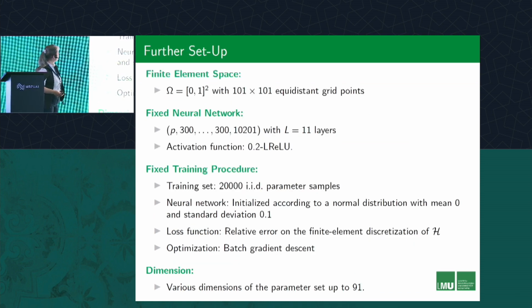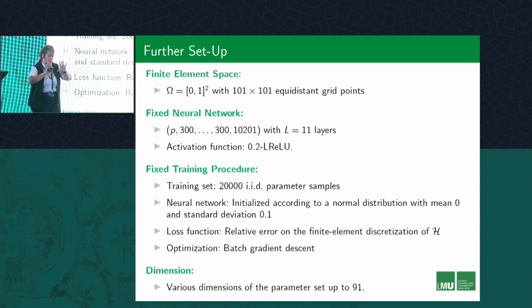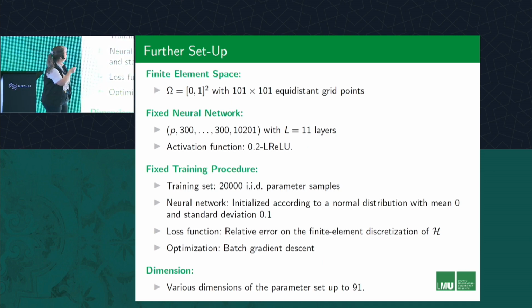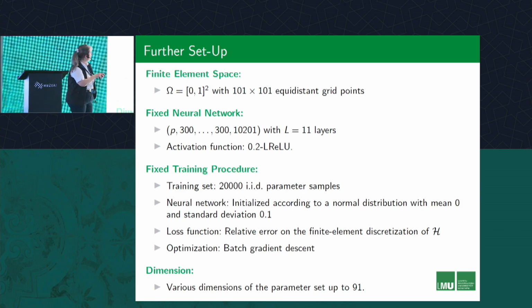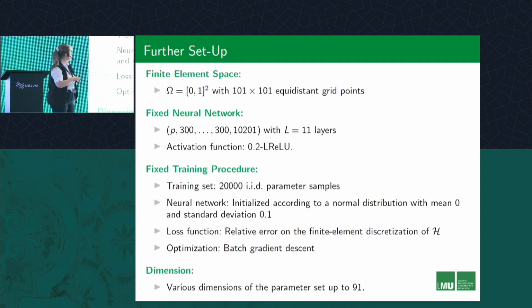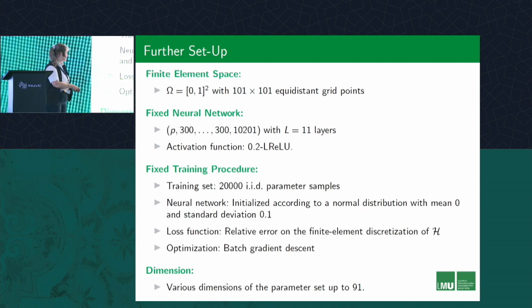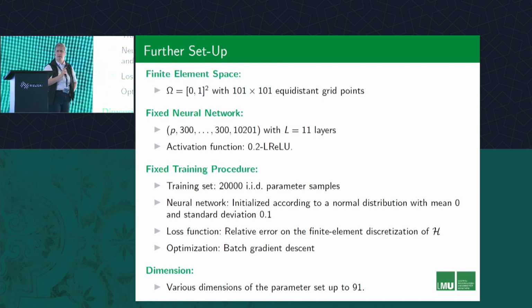Now, what we then did was we set up, in a very conscious way, a battery of experiments which were all done in the same way. We always had the same fixed neural network with 11 layers, with this number of neurons in each layer. We have always the same activation function, always the same number of training samples, always initialized in the same way, to really have a conscious setup of comparison. And the dimension of the parameter space was set up to 91, which in your case you might think is extremely small, but in this area, this is already extremely high and very difficult.